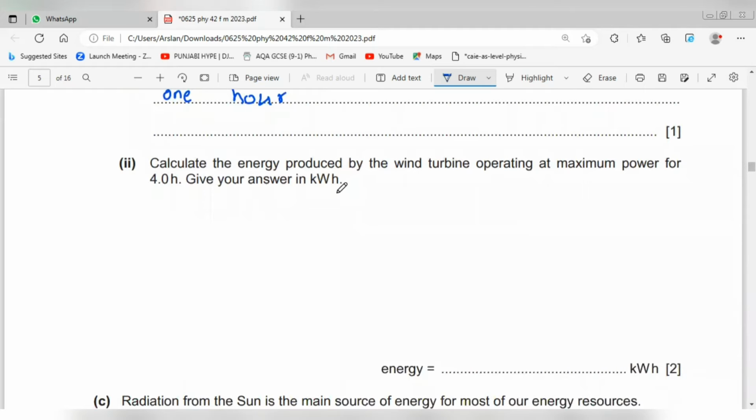Part B2. Calculate the energy produced by the wind turbine operating at maximum power for 4 hours. Give the answer in kilowatt hour. So it is very simple. You have to calculate the electrical energy. So electrical energy is equal to power multiplied by time. Basically, power is the rate of doing work or the rate of transferring energy. So energy is equal to P multiplied by T. Here power is 1.8 cross 10 power 6. So you can write 10 power 3 and kilo, multiplied by 4.